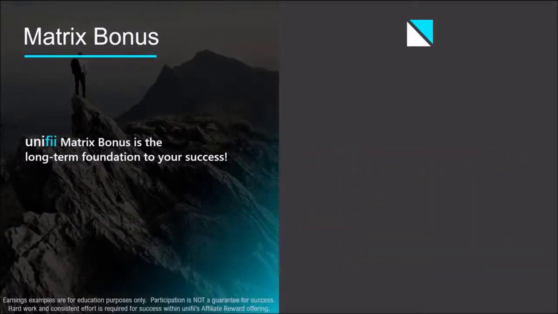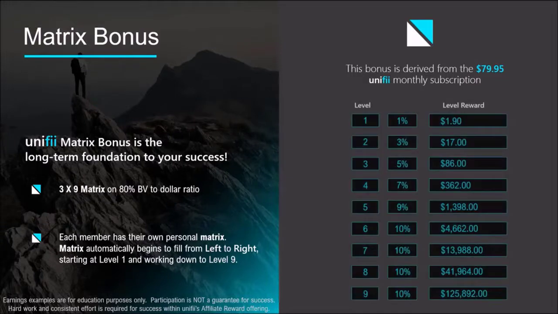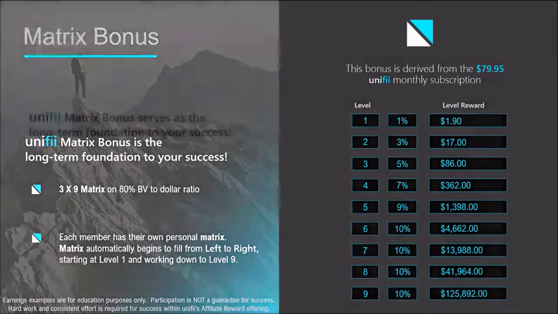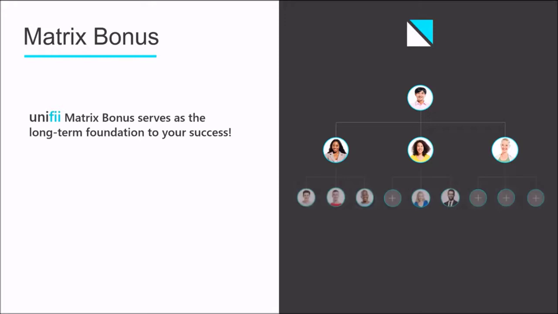The second way we reward you for your efforts is through our 3x9 matrix bonus, which is at the core of your residual income from recurring subscription orders. The matrix automatically begins to fill from left to right with a slight optional twist, giving it much more flexibility for team building. Let's take a look at how this works. This is you. These 3 affiliates represent your first 3 new referrals. They in turn do the same and refer 3 new affiliates as well.